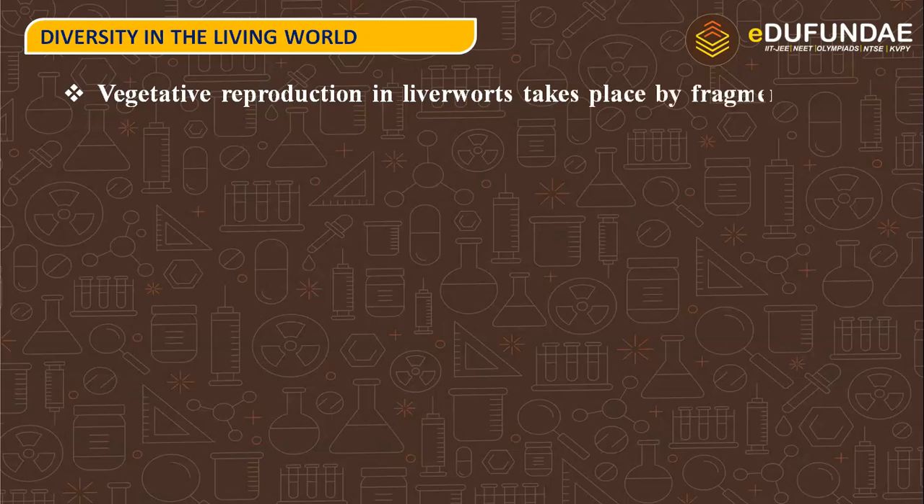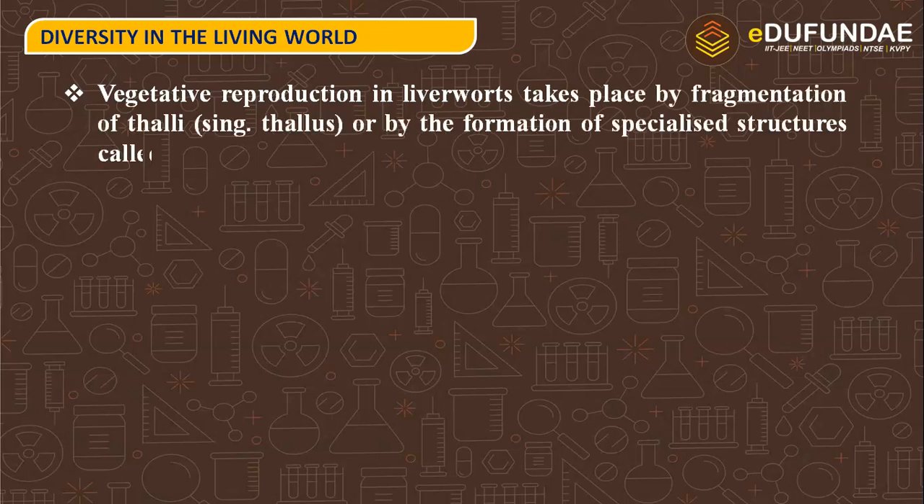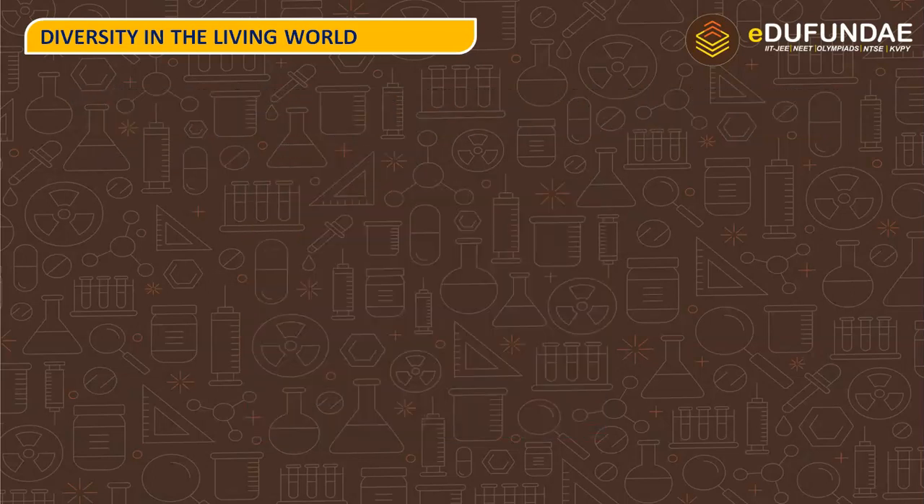Vegetative reproduction in liverworts takes place by fragmentation of thalli, and the singular for the term thalli is thallus. Or the other way of vegetative reproduction is by the formation of specialized structures called gemmae. Gemmae is the plural form and gemma is the singular form. So here we can see the structure.